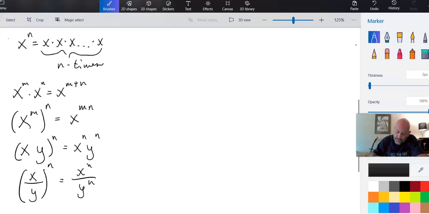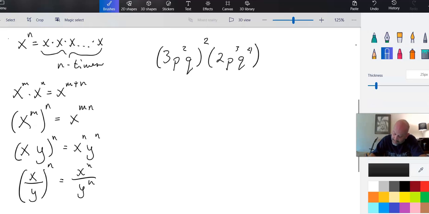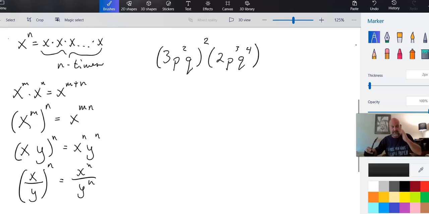Okay, so let's say I have something like, I don't know. Let's do this. Let's do 3p squared cubed. And I'm going to square this whole thing, and we're going to multiply that by 2p to the third q to the fourth. Let's make that fourth. There we go. I feel like a Jedi with a lisp every time I say fourth. Okay. Now, let's see what we got here.